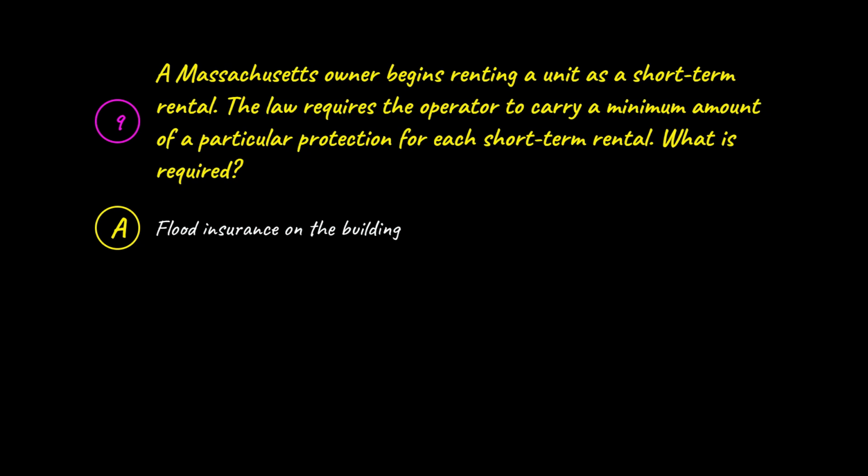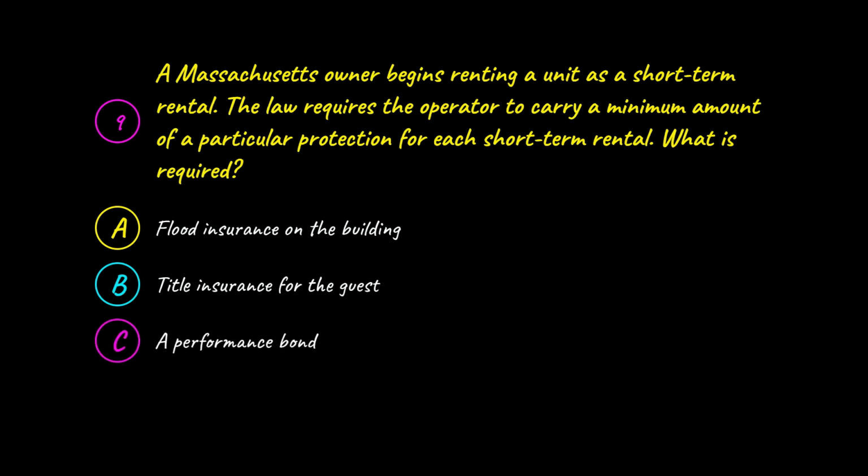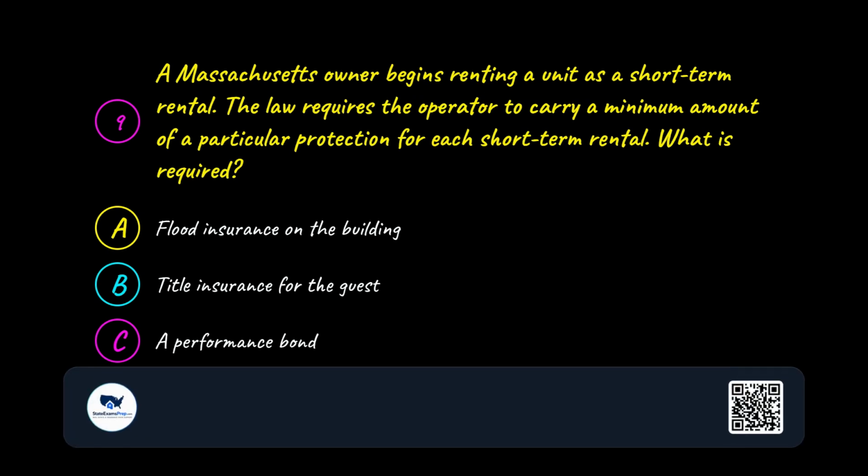Flood insurance on the building. B. Title insurance for the guest. C. A performance bond. D. $1 million in liability insurance. Which one is it? Pause the video if you need more time.